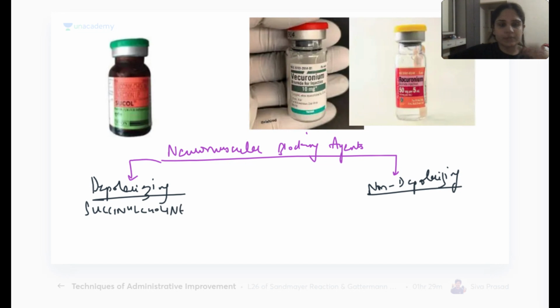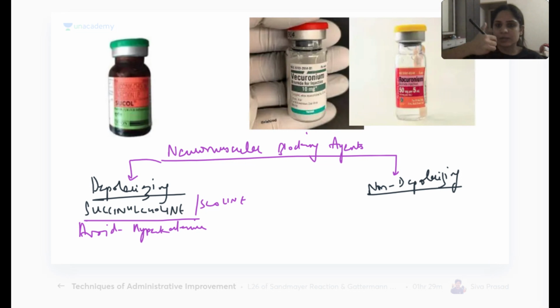Okay, succinylcholine. Alright. Now, can you guys tell me something about succinylcholine? So, succinylcholine is avoided in patients with which electrolyte abnormality? It is also called scoline. Yes. So avoid it in patients with hyperkalemia. Why? Because succinylcholine can increase the serum potassium levels. So if serum potassium levels are already high because of hyperkalemia, you will avoid succinylcholine.